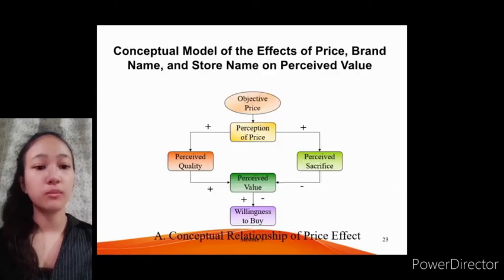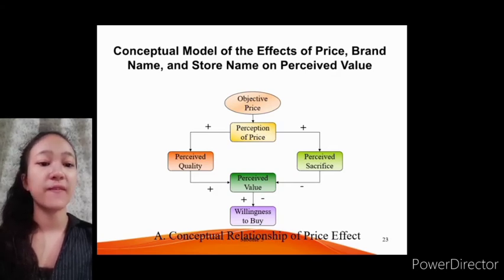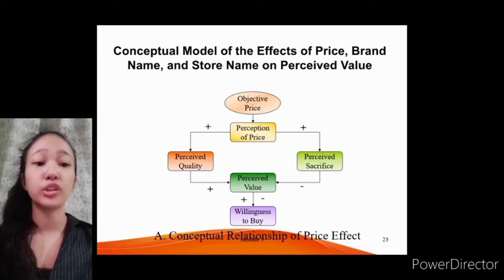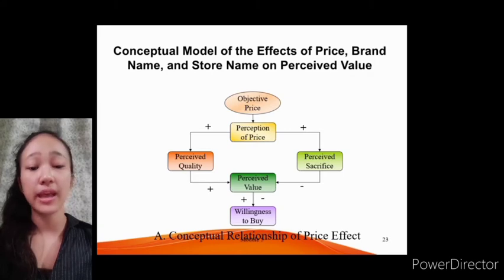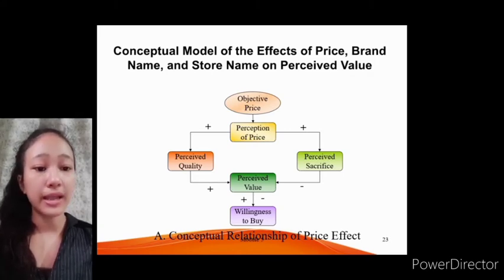The conceptual model of the effects of price, brand name, and store name on perceived value. So, letter A, the conceptual relationship of price effect. It is a concept that looks at the effect of market prices on consumers' demand or consumers' willingness to buy. The price effect is an important analysis for businesses in setting the offering price of their goods and services.